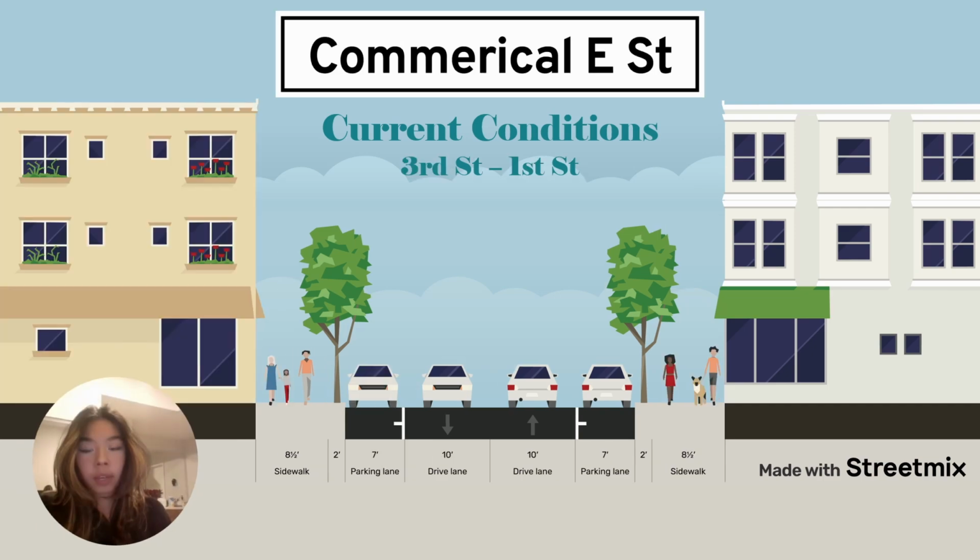This is what the commercial segments of E Street look like, with 2 driving lanes, street parking on both sides, and larger sidewalks to accommodate more people. Businesses in this area include coffee shops, restaurants, bars, retailers, and more. Not shown in this image is another parking lot.